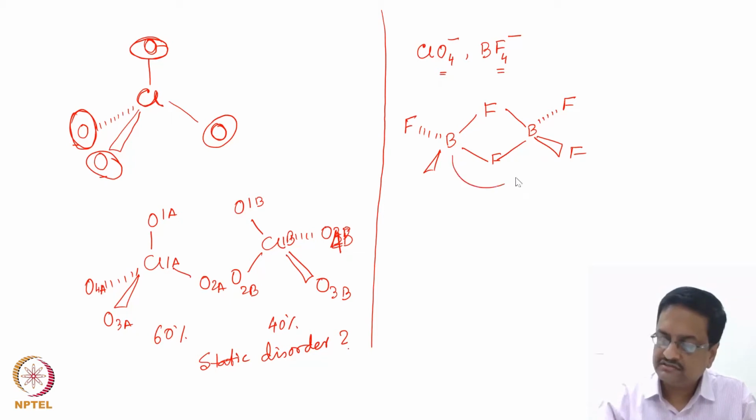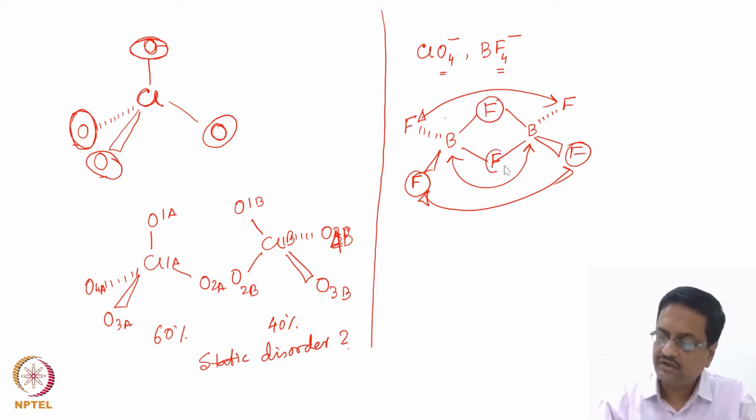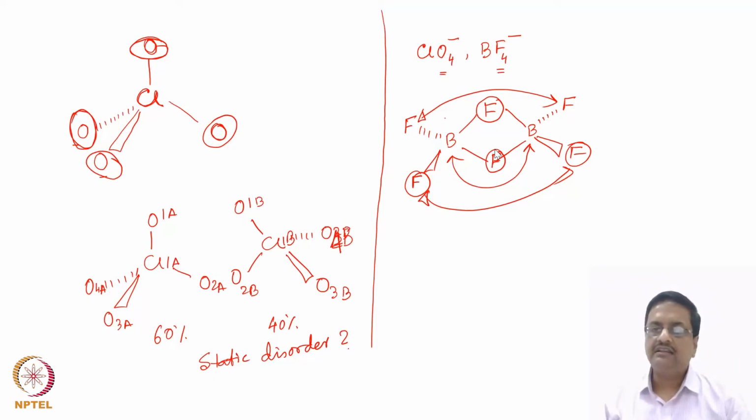So boron is disordered at two different locations. This fluorine is disordered at two different locations. This fluorine is disordered at two different locations, whereas this fluorine and that fluorine are located at one position of their own and are shared by the two boron atoms on either side. So there are different scenarios of static and dynamic disorders that can be present in a crystal structure with this type of anions.